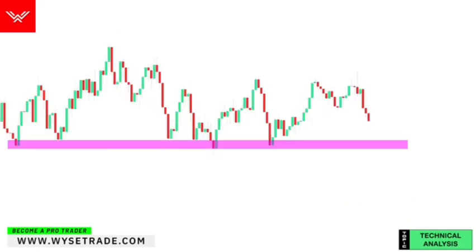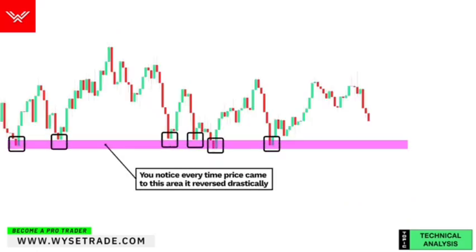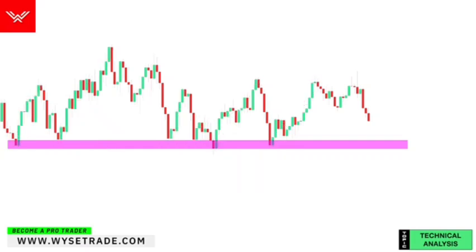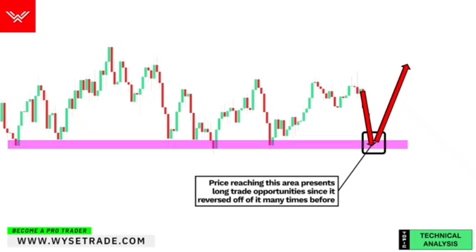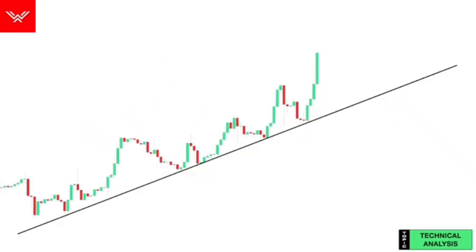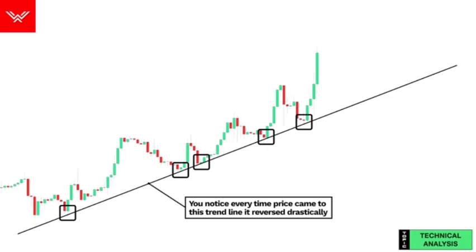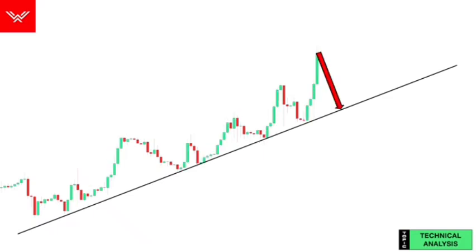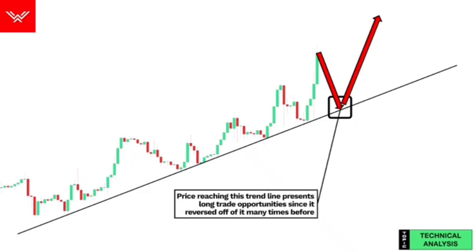You look at historical price movement and notice every time price came to this area, it reversed drastically, which means this area is of high interest to buyers and sellers. So you believe in the future, if price comes back to this area, there is a higher percentage chance that price will reverse off of it again, which presents trade opportunities. You look at historical price movement and notice that every time price touched this trend line, it bounced off of it. So you believe in the future, if price comes back to this trend line, it'll bounce off of it again, which presents trade opportunities.